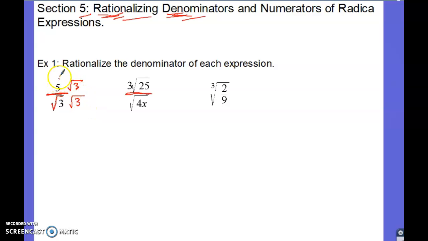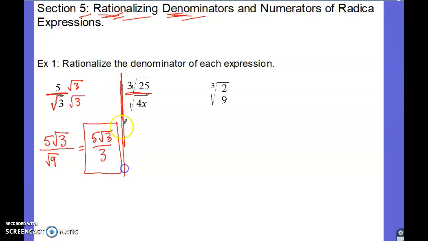Now you cannot multiply the whole number 5 with the radical 3, so just leave it as 5 root 3. And in the denominator, you have root 3 times root 3, which is the square root of 9. And we know the square root of 9 is 3. So our final answer is 5 root 3 over 3.